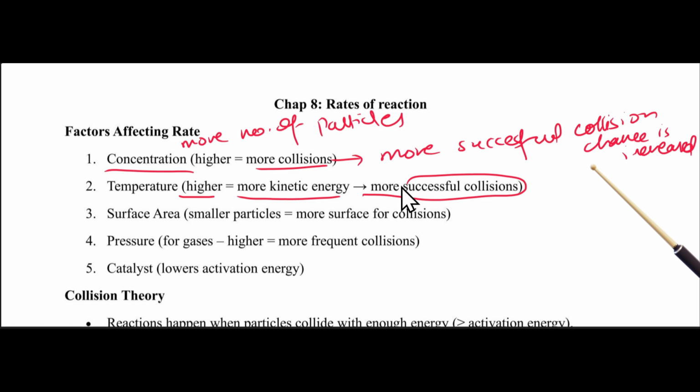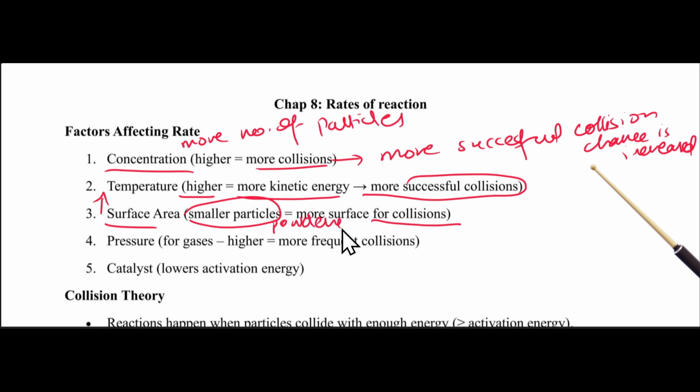Third is surface area. Surface area is mainly for solids. If your reactants are solid, then the more the surface area, the more chances of collision. So the higher the surface area, the smaller the particle size. Higher surface area means there will be a high rate of reaction. And high surface area is always for small particles or the powdered form.